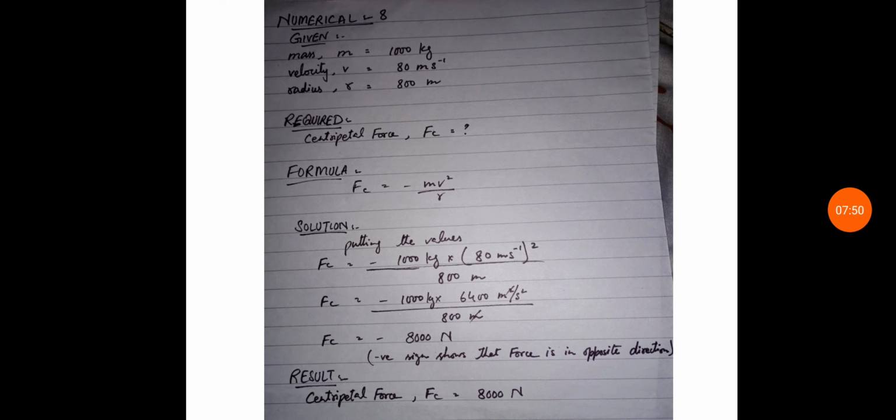Now here the square of 80 meter per second is equal to 6400 meter square per second square. Meter is cancelled with the square, and when we multiply 1000 with 6400 and divide by 800 we get minus 8000 Newton. That is the magnitude of centripetal force. Now here the minus sign shows that force is in opposite direction. Now our result will be centripetal force Fc equals to 8000 Newton.